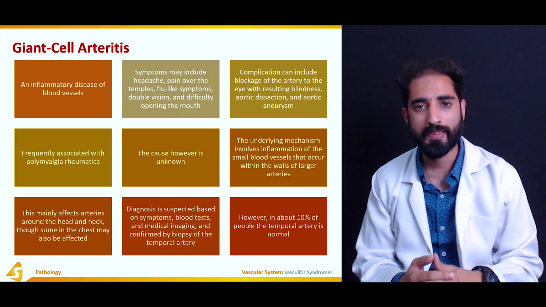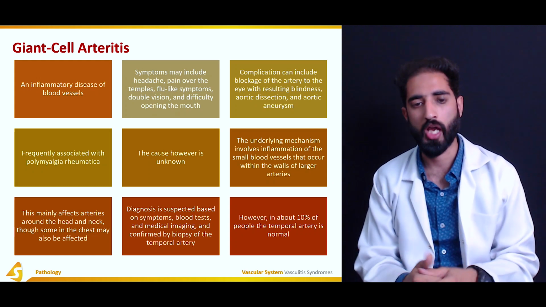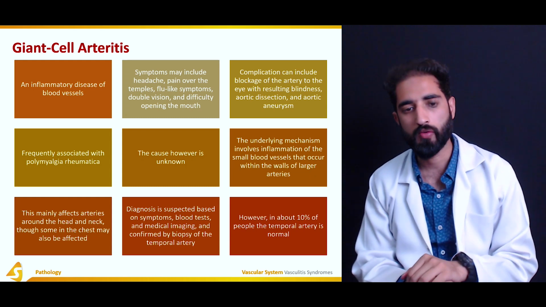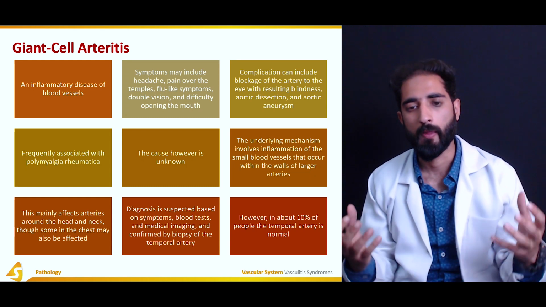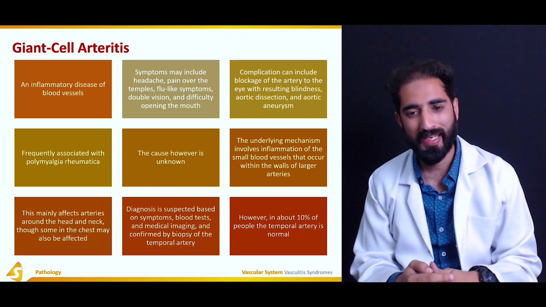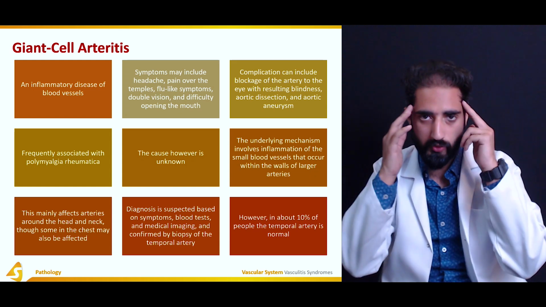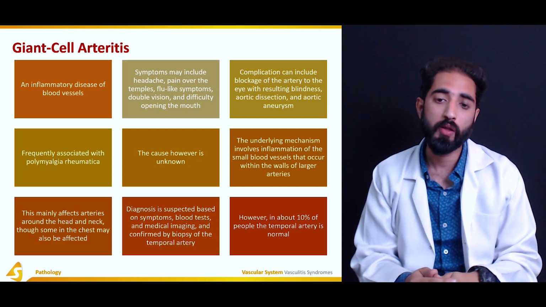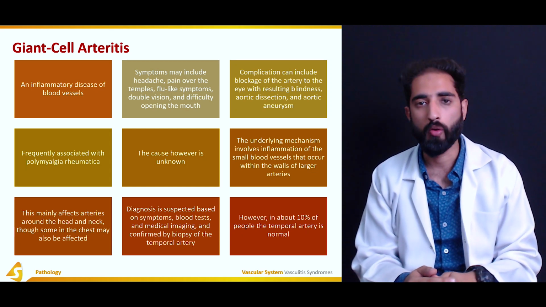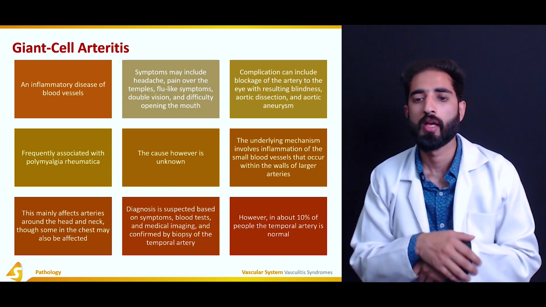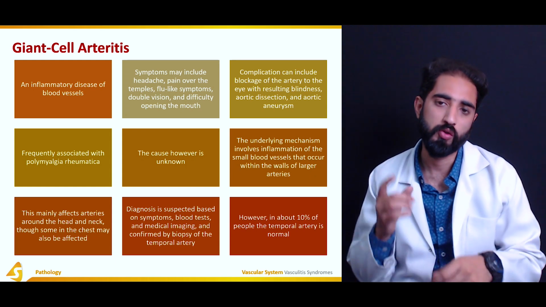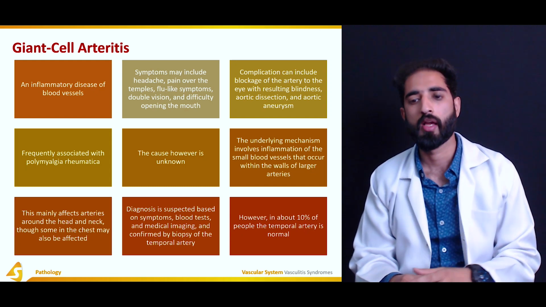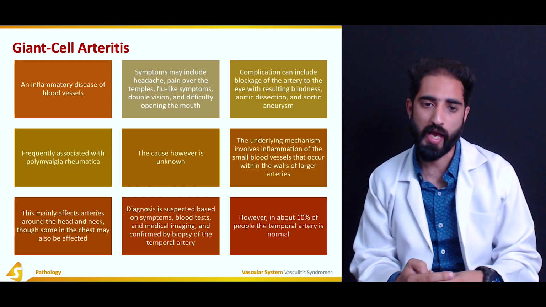Now we have giant cell arteritis, which is also another type of vasculitis, and it is also an inflammatory disease. Symptoms may include headache, pain over the temples, which is this area, and flu-like symptoms, double vision, and difficulty while opening the mouth. The complications can include blockage of the artery to the eye with resulting blindness, aortic dissection, and aortic aneurysm as well.